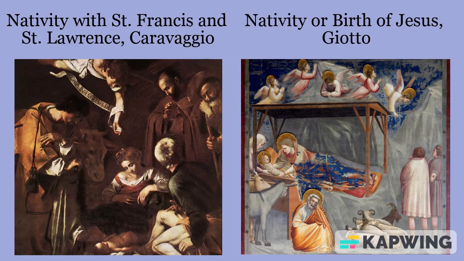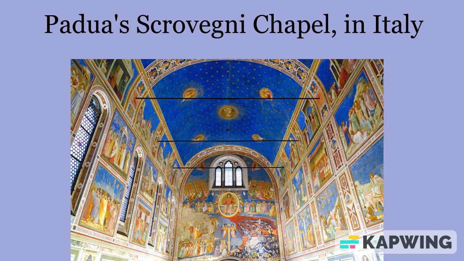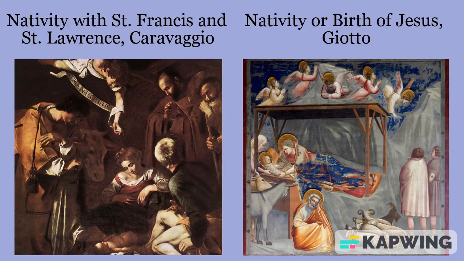It is called Nativity, or Birth of Jesus, and it is part of a series in Padua's Scrovegni chapel, in Italy. The walls of the chapel feature 39 narrative scenes which tell the story of the life of Christ. It might look very different from the Caravaggio one, but we will see that they actually have a lot in common.